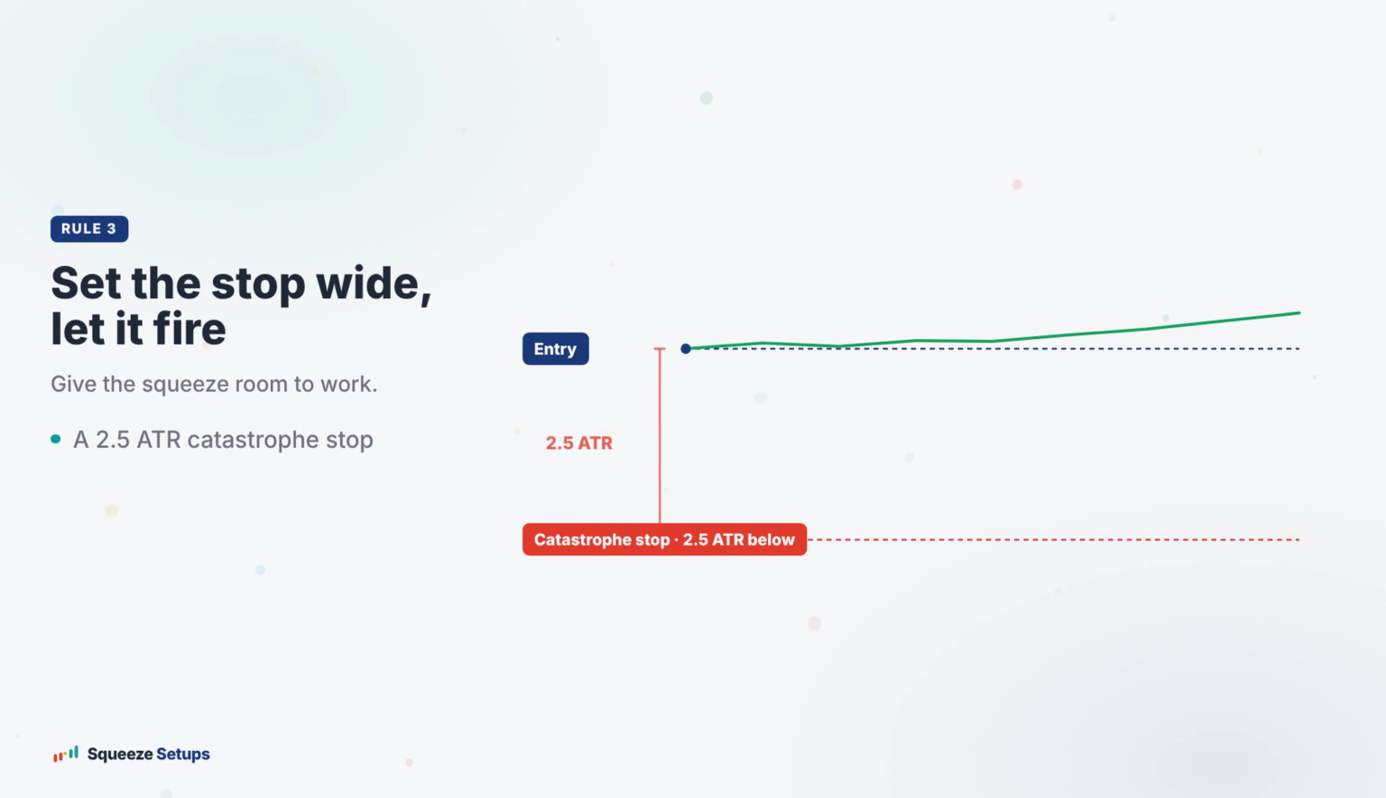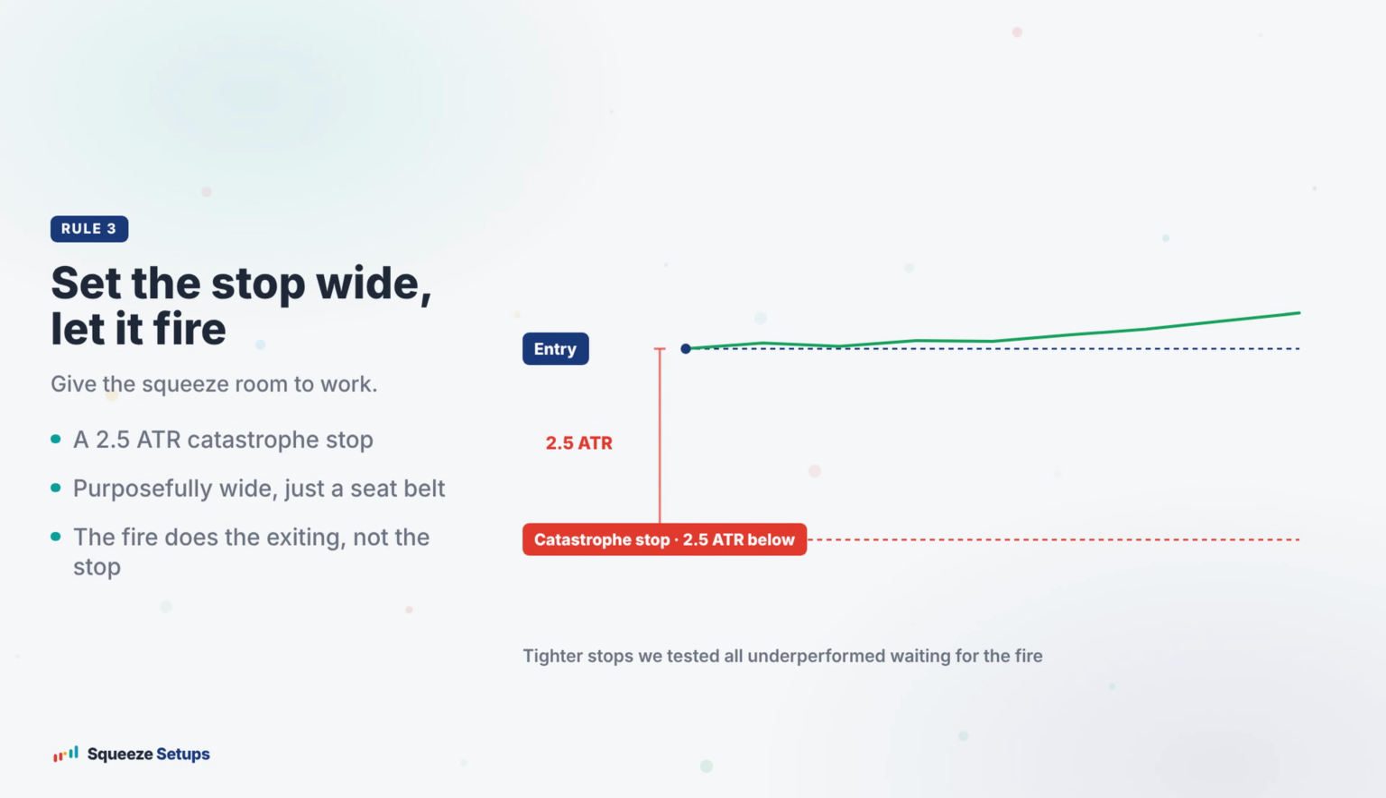Finally, number 3. Set the stop wide and let the squeeze do its thing. Give the trade some room to work itself out. Our catastrophic stop on this particular setup is a 2.5 ATR, and that's purposefully wide. We've tested a tight 1 ATR stop. We've tested fixed target and stop variations. Every single permutation we tested found that it underperformed simply waiting for the squeeze to fire.